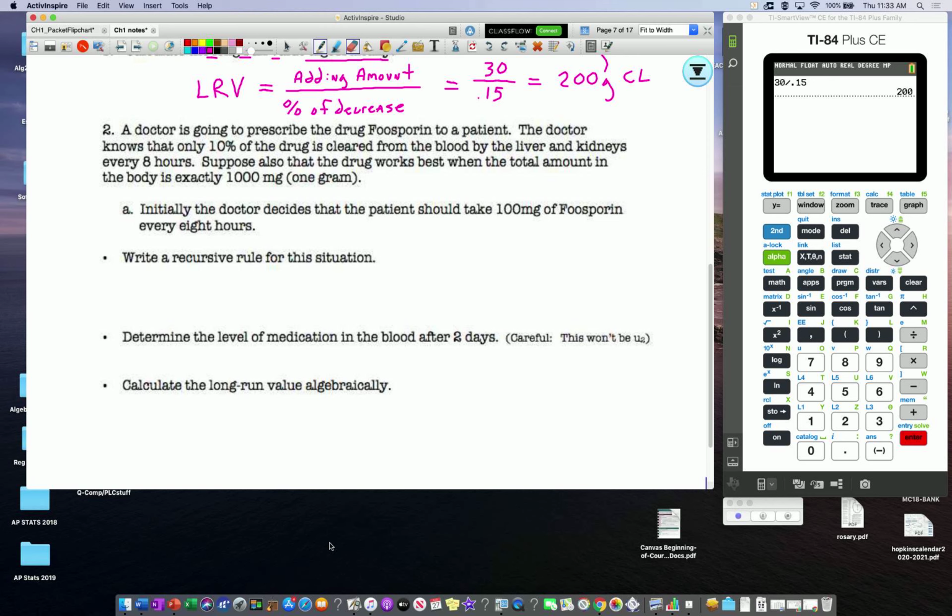So it says, write a recursive rule for this situation. So we start off, the doctor says, okay, you take 100 milligrams. Then U sub n equals U sub n minus 1. So now the body gets rid of, or clears, 10% of it. So it's going to get multiplied by 100% minus 10% as a decimal, 0.10. So I'm losing some of my medication, but after 8 hours, it'll probably say take 3 times a day. I take another pill.